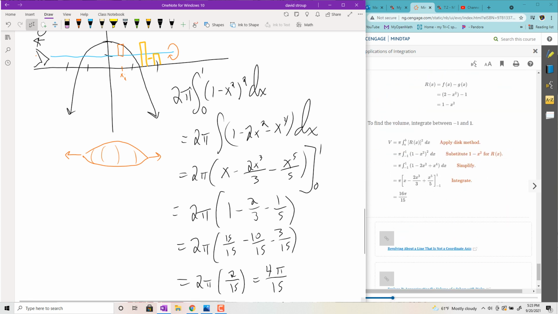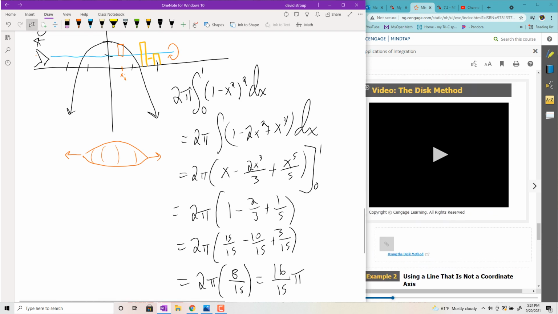And I made a mistake, of course. Life wouldn't be complete unless I made some error. So they need a plus on that last one, oh, this is plus. So this will be 2 pi times 15 minus 10 is 5/15 plus 3, so that'd be 8/15. And then, of course, that's 16/15 pi.